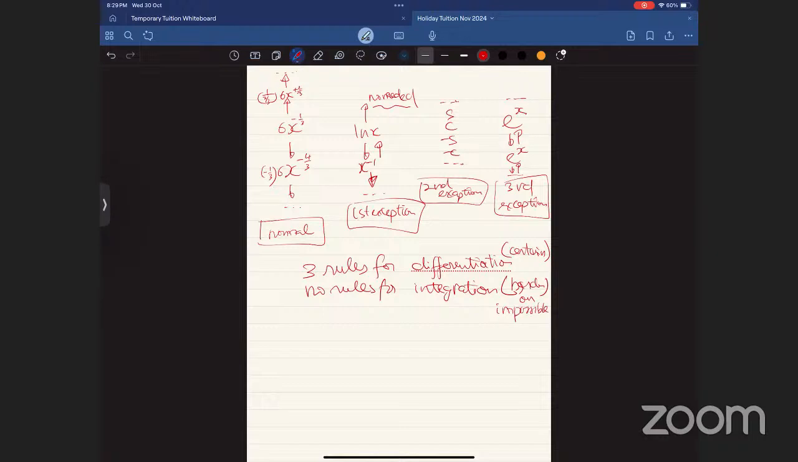This is where integration differs from differentiation. Before this, they are about the same. Let me now present you the 3 rules of differentiation. Remember, there is no counter rule for integration. Okay, again, I'll show you the effect later.